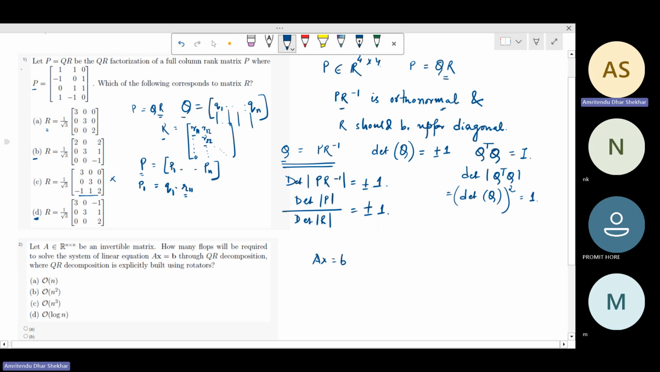Right, so first P1 is equal to Q1 times R11. Now Q is basically an orthogonal matrix, so each of its columns is going to be orthonormal. So the norm of Q1 is equal to 1, right? If you take the norm of both sides, then this is equal to 1. So essentially, what you want is that the absolute value of R11 is equal to the norm of P1.